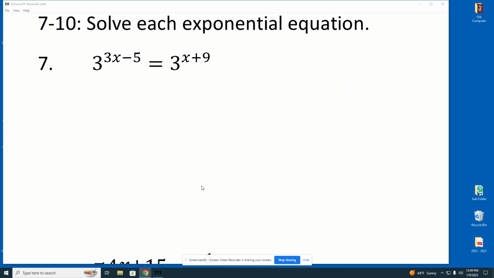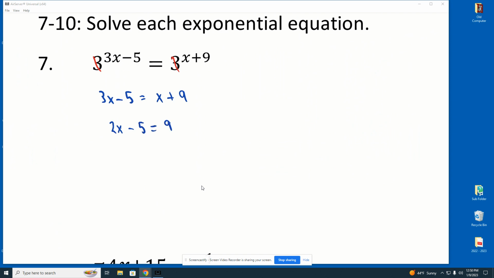Anyways, like number 7. Why is this one so easy? It already has the same base. So what do we get to do right off the bat? We get to just drop off the bases, right? So we can set 3x minus 5 equal to x plus 9 and solve. So what process would I go through here to solve? Get my variables together, right? So I'm going to subtract x. What's 3x minus x? So 2x minus 5 will equal 9.